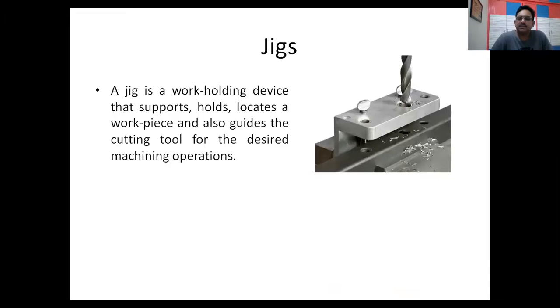For example, see here. I want to make a drill hole here. So what I will do is I will insert a workpiece between these. This is a jig. This is a jig.